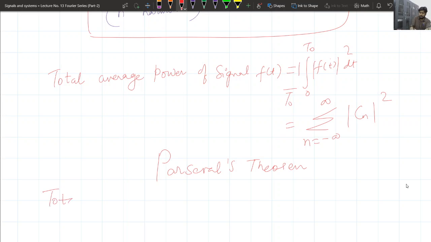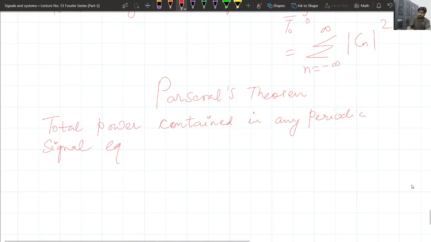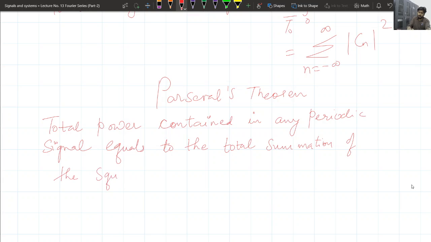Which is, the total power contained in any periodic signal equals the total summation of the squares of the Fourier series coefficients. This is called Parseval's theorem.